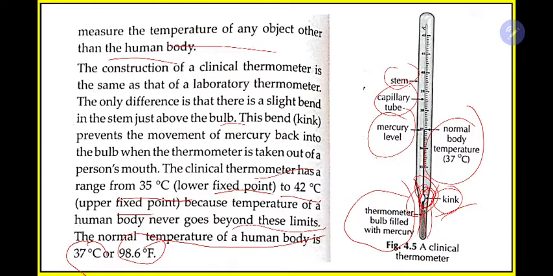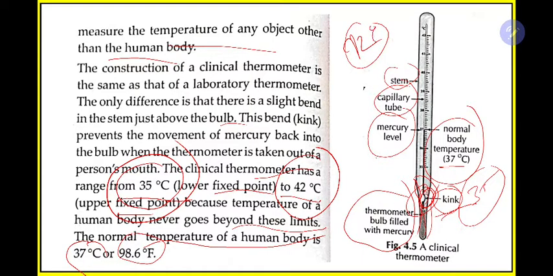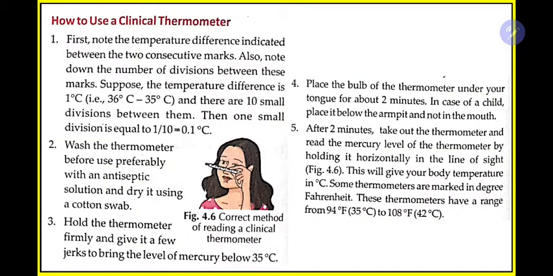So they are giving you the temperature reading in a thermometer from 35 degrees centigrade to 40 degrees centigrade. That means it will start from 35 over here, and it will end at 42 over here. So this is the range. In the earlier laboratory thermometer it was minus 10 degrees to 110 degrees, and in this case it is 35 to 40 degrees centigrade. Remember this value, these are very important from your exam point of view.